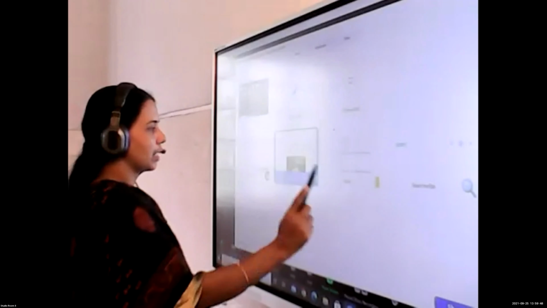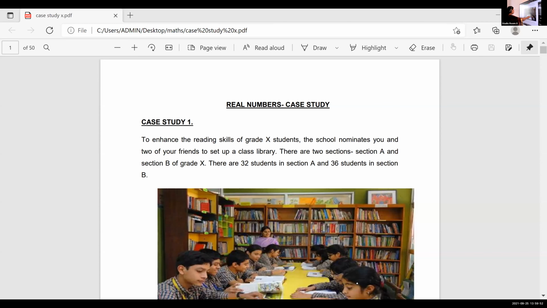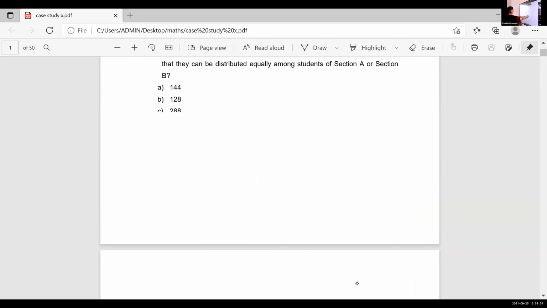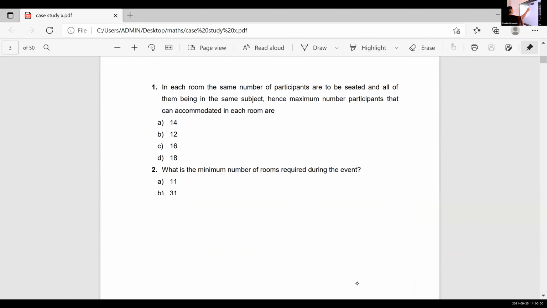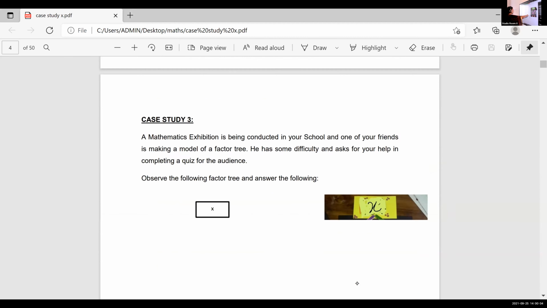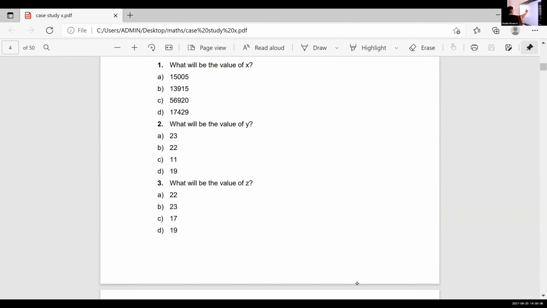Now let's go through the case study questions. This is what is given by the CBSE. In real numbers, you have 2 or 3 questions. Go through each and every question. You can solve it and you can learn. Polynomials questions and all we discussed that day.